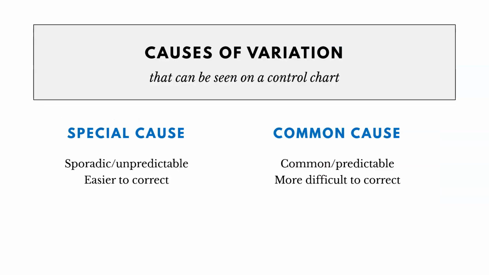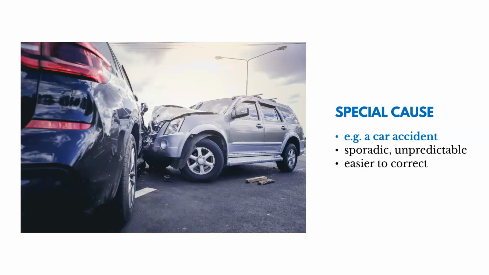Now when we look at a control chart, we may talk about two causes of variation. The first is special cause variation, and that's sporadic and unpredictable. It's easier to correct. And then common cause variation is more common and predictable variation. This is more difficult to correct. It's more systemic.